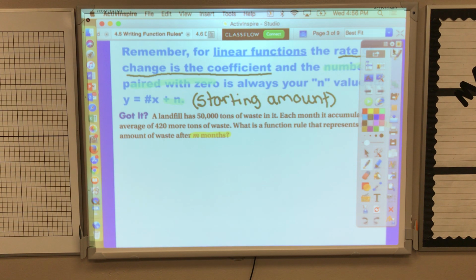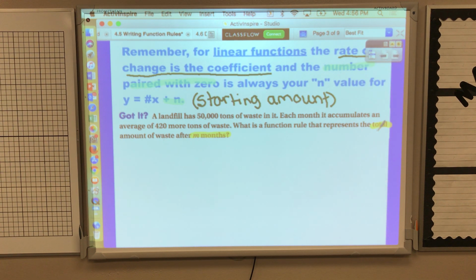If you want to use Y, you can use Y, but I'm going to use T to represent that total. Remember when you're doing word problems, sometimes it's easiest to pick the variable that makes sense with what it's representing. Okay, so our output. Which one is our input and which one is our output? Does the number of months depend on the total, or does the total depend on the number of months? The total depends on our number of months, so that makes this T our output.